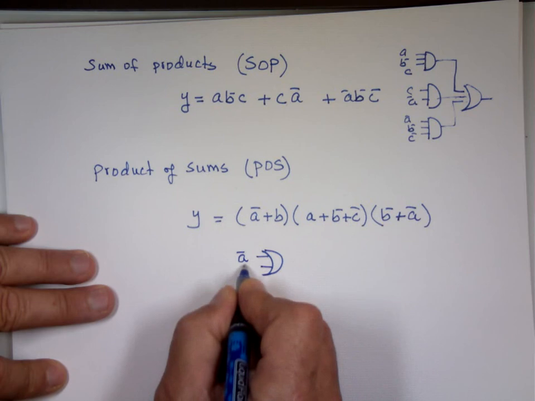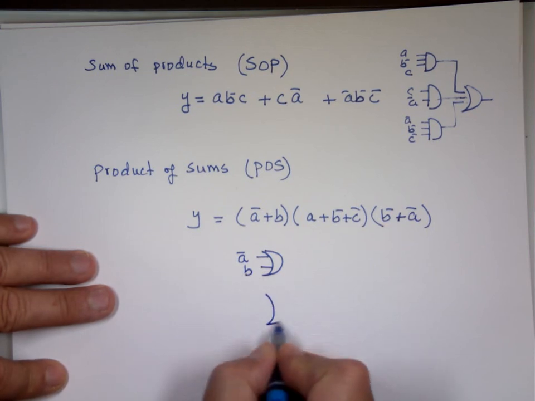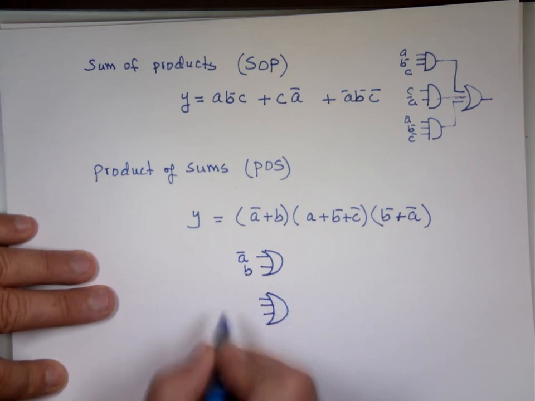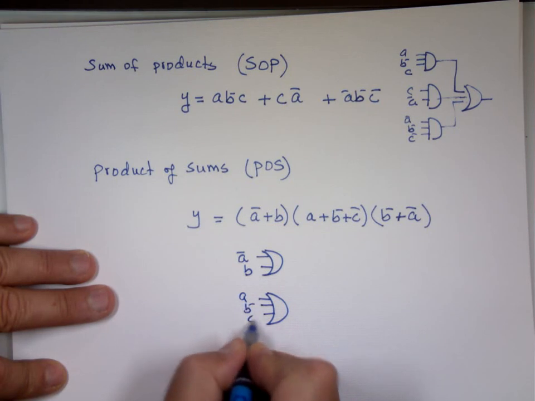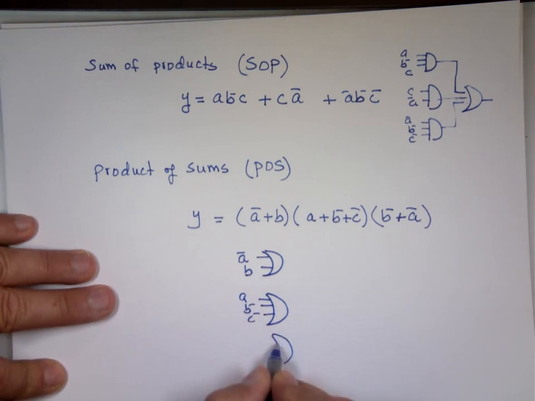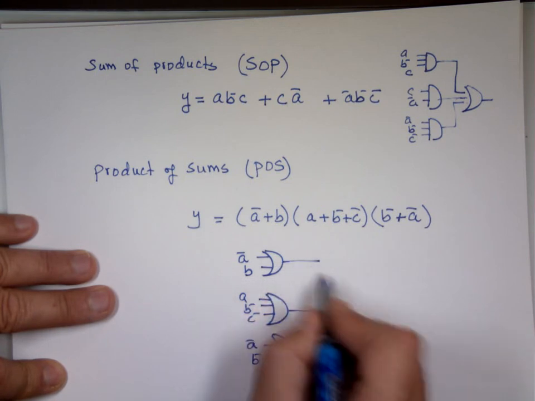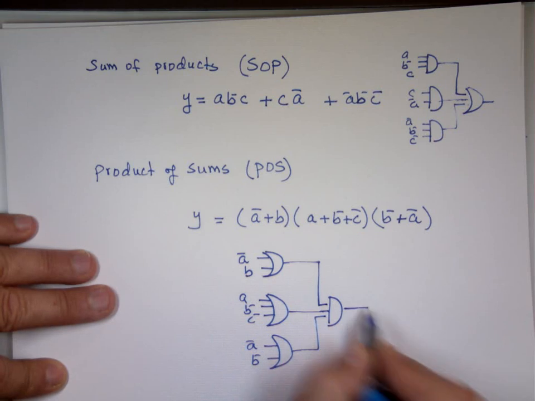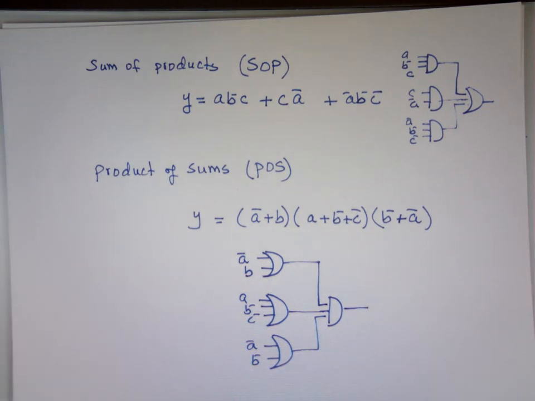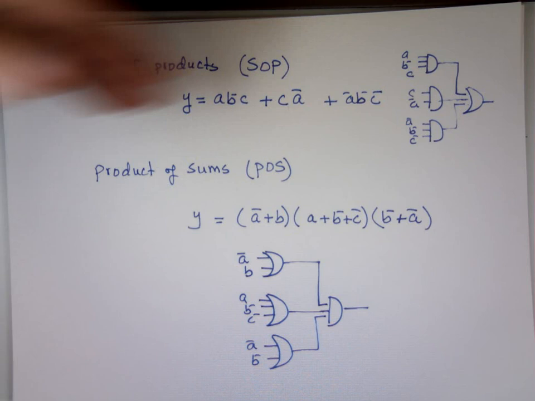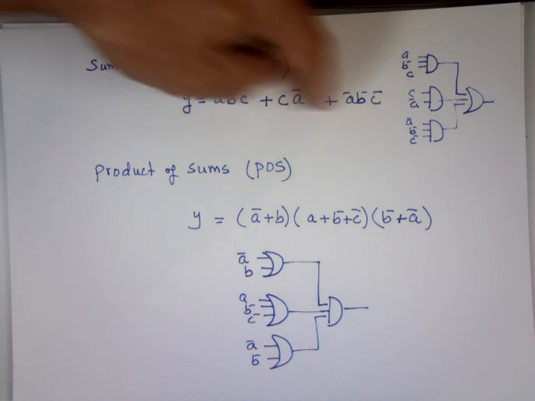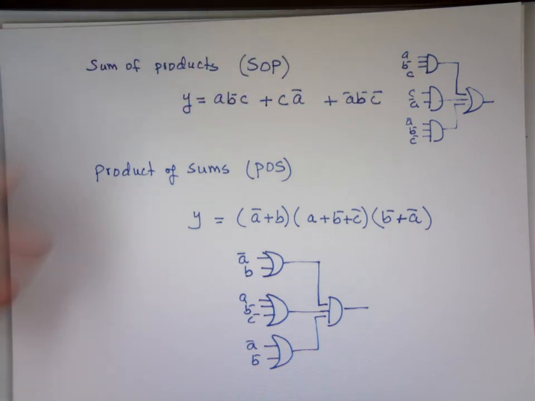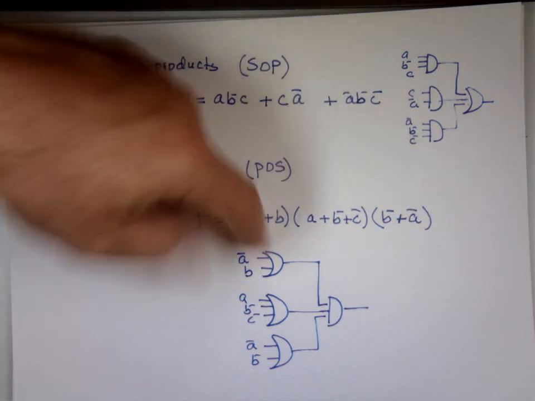So your design, if you were to design that, I'm not worrying about the complement. This is A bar and B. That's an OR gate. This is A, B bar, C bar. A bar and B bar. And the design will look like this. So if they ask you to write the answer using sum of product, they want to see it like this. If they ask you to write the expression using product of sum, they want it to look like this.